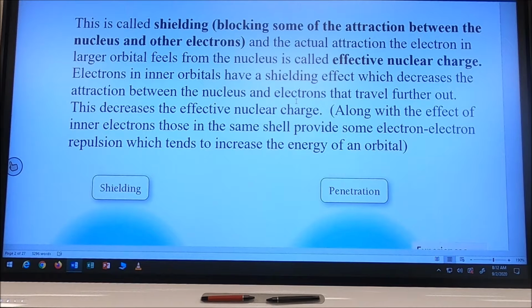Along with the effect of inner electrons, the shape of the orbital also matters. Electrons in the same shell can provide some electron-electron repulsion, which has a tendency to change the energy of the orbital. So let's look at a pretty picture.